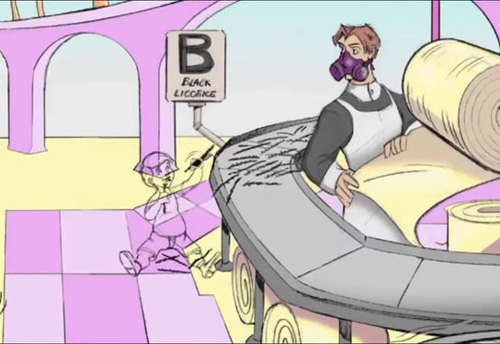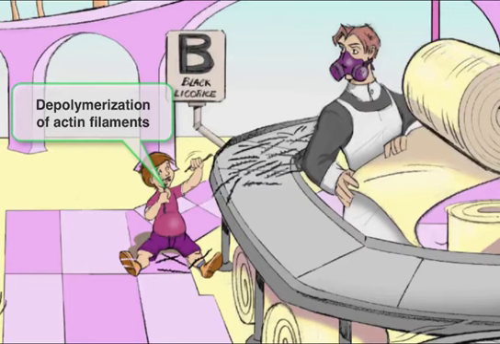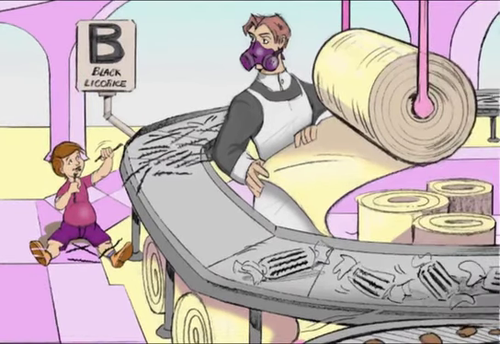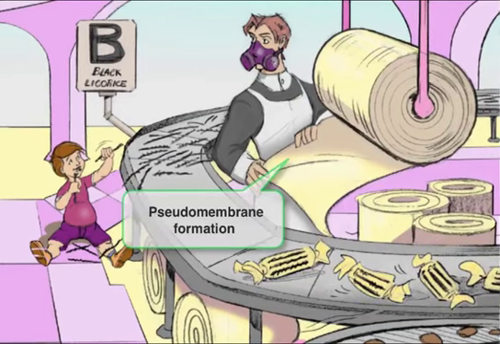And we have this little chunky kid who escaped from the rest of the field trip group who is chewing them apart, which represents the depolymerization of actin filaments. To remember the pseudomembrane, we'll have this worker packaging the licorice in sheets of yellowish plastic. And these should definitely get you thinking of membranes.